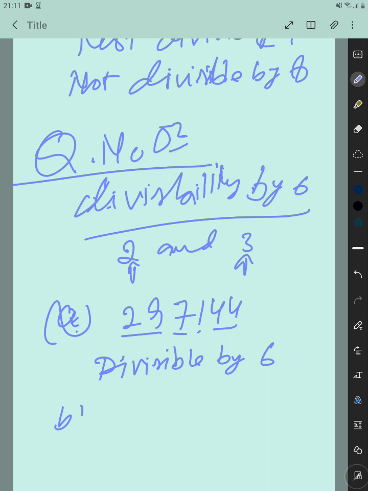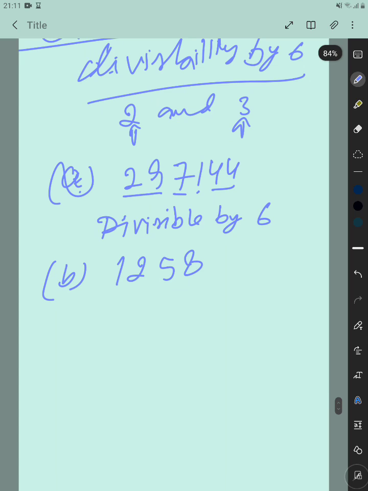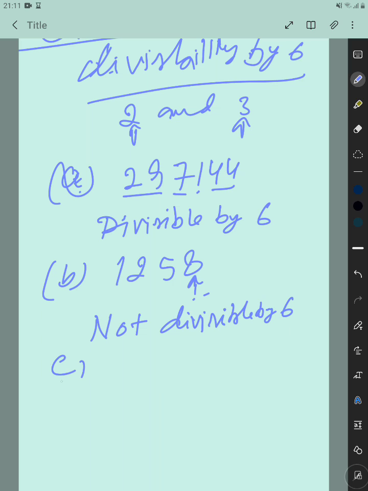Now part B. B is 1258. Since it is an even number, it is divisible by 2. Now add up all the digits. If the sum divides by 3, then okay. 1 plus 2 is 3, 3 and 5 is 8, and 8 plus 8 is 16. That is not divisible by 3. 16 is not divisible by 3, so it is not divisible by 6.